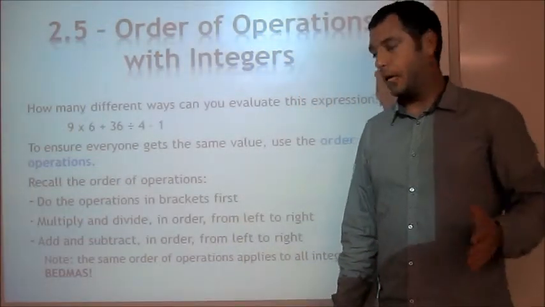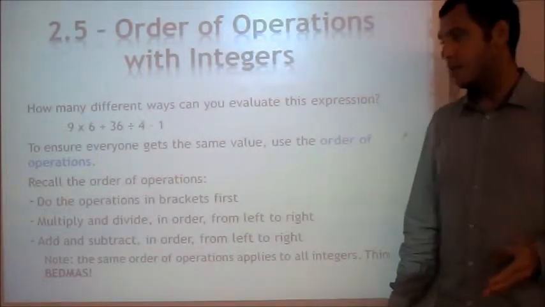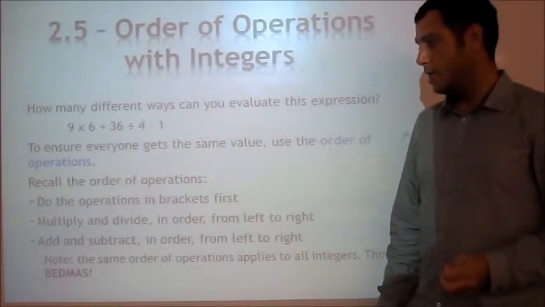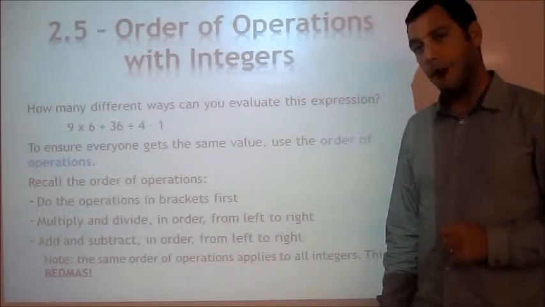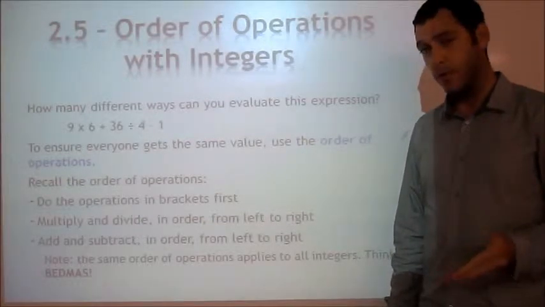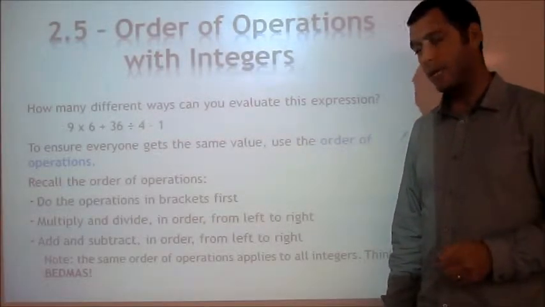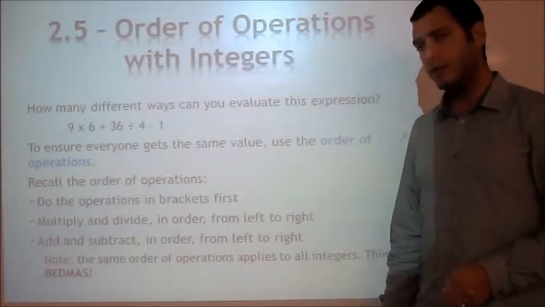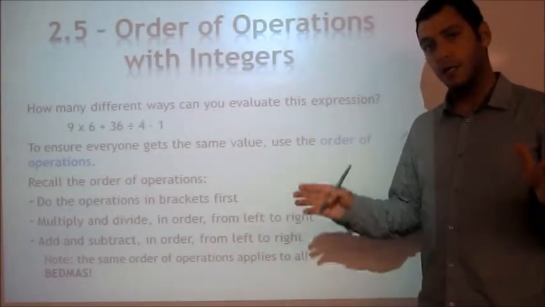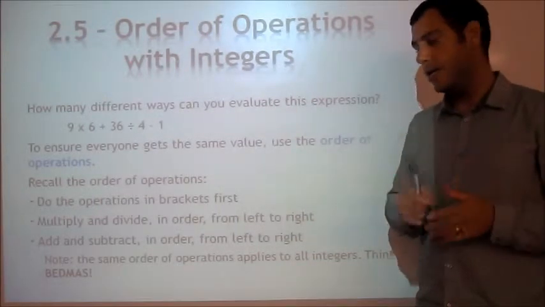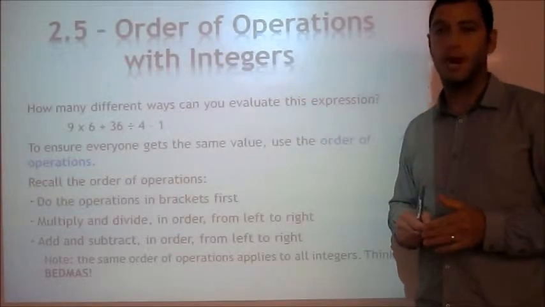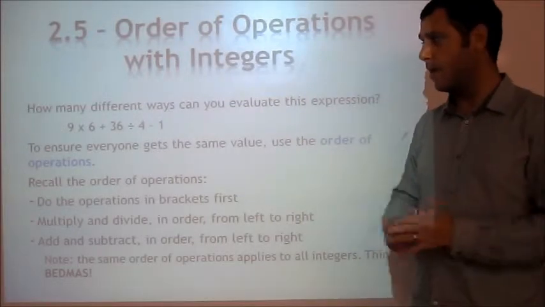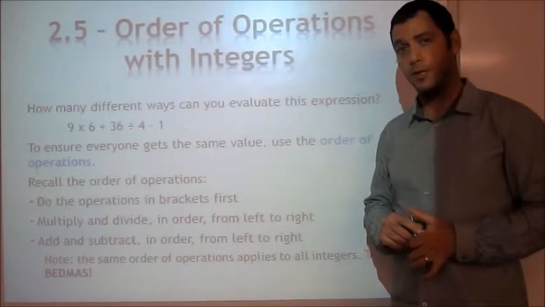To ensure that everybody gets the same value, use the order of operations. The order of operations simply tells us to do the operations in brackets first, if there are brackets, then to solve any exponents, if there are any exponents, and then to do division and multiplication together from left to right, followed by addition and subtraction from left to right as well. That way, anyone in the world who solves this problem is going to get the same answer.